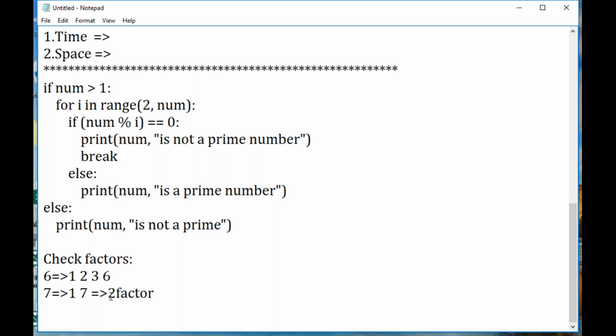If the number has more than 2 factors, it is not a prime number. This is a common logic everyone knows. So how will you check the prime number logic? You start from, there are multiple ways for checking, guys.